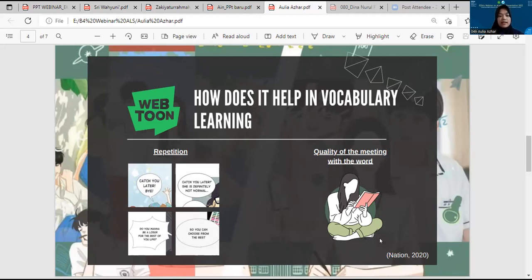And the second one is the quality of the meeting with the word. When we meet a word that we don't know, if we process that word profoundly and thoughtfully, the word will stick in our memories, and vice versa. To the next slide, please.